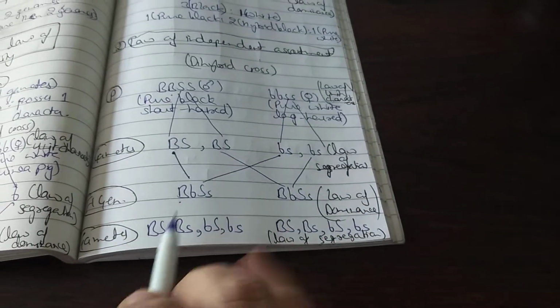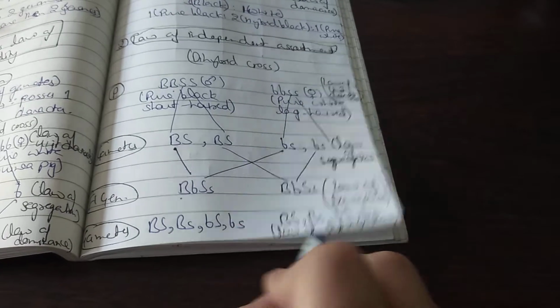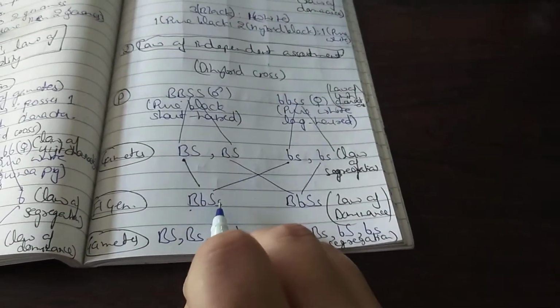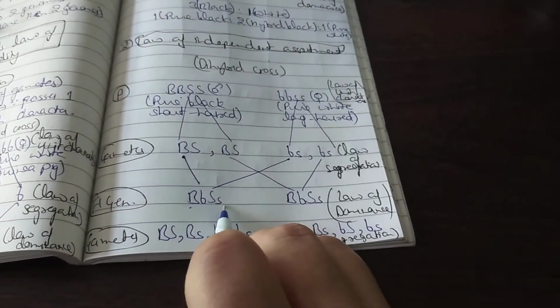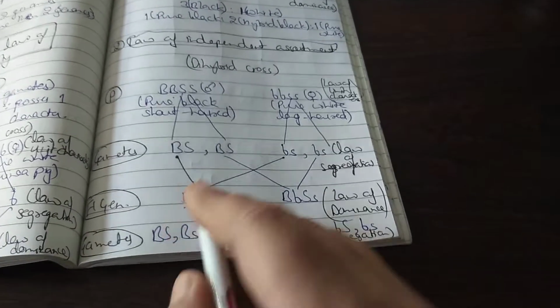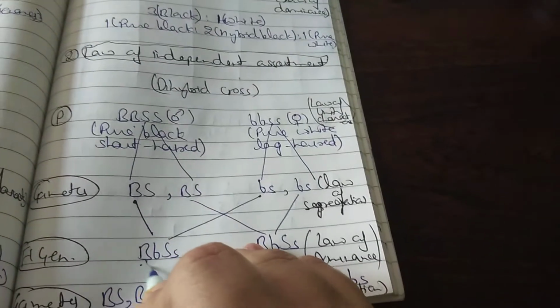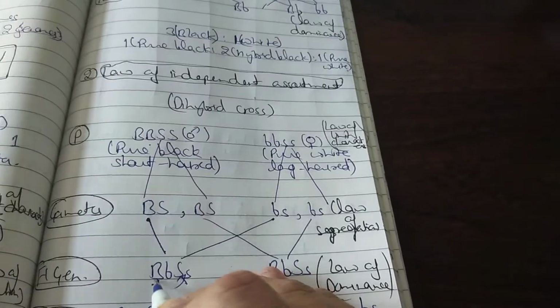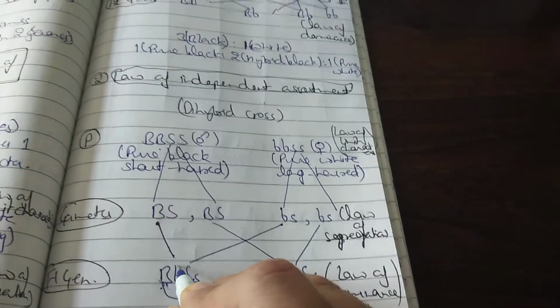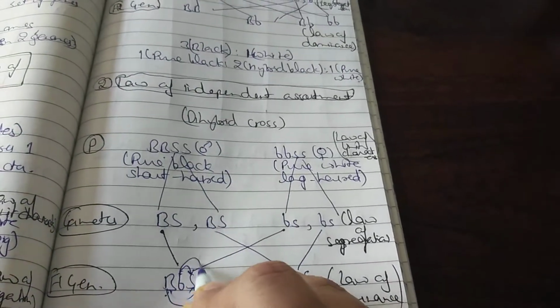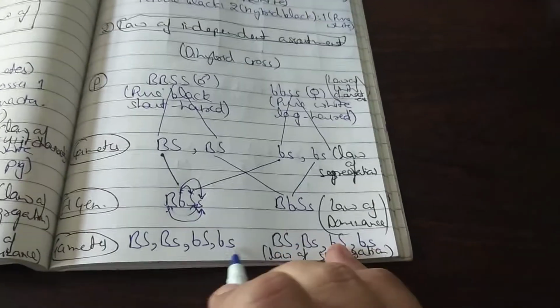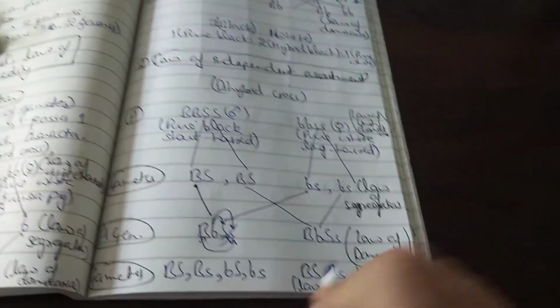The gametes which will be formed by these, because of the law of segregation, are capital B, capital S, capital B, small s, small b, capital S, and small b, small s. So these are the different gametes which are formed.